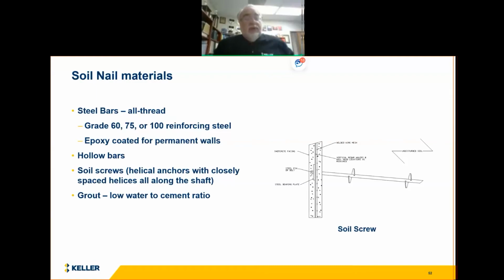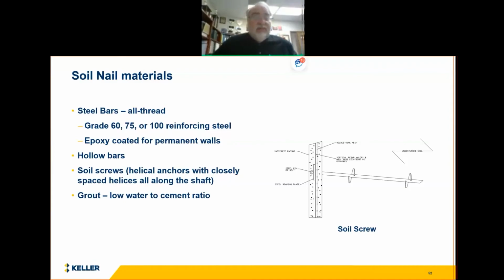We use an epoxy coating on the walls when they're permanent. You can also use what's called hollow bars. They're a bar that's drilled in place while you're pumping grout through the middle of the hollow bar. I'll show you a photo of those here in a moment. They're great for soil nailing. Or soil screws, which are the helical anchors that I mentioned with closely spaced helices up and down the bar and shown on the illustration here on the right.